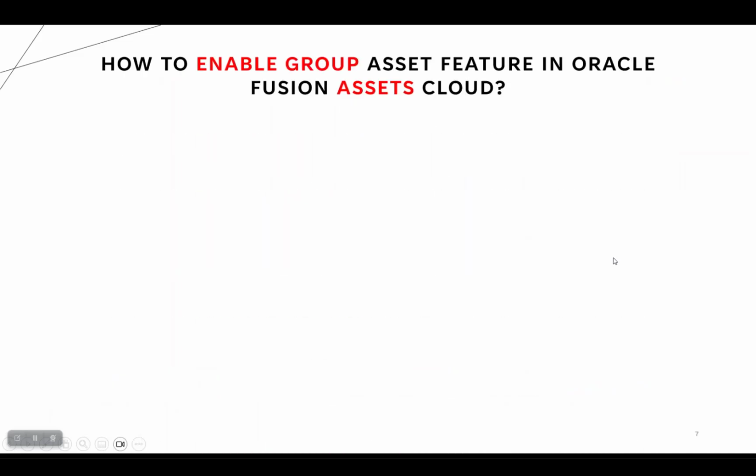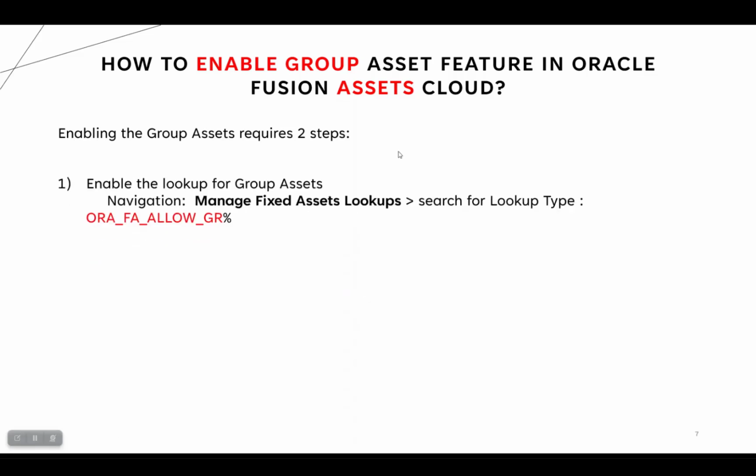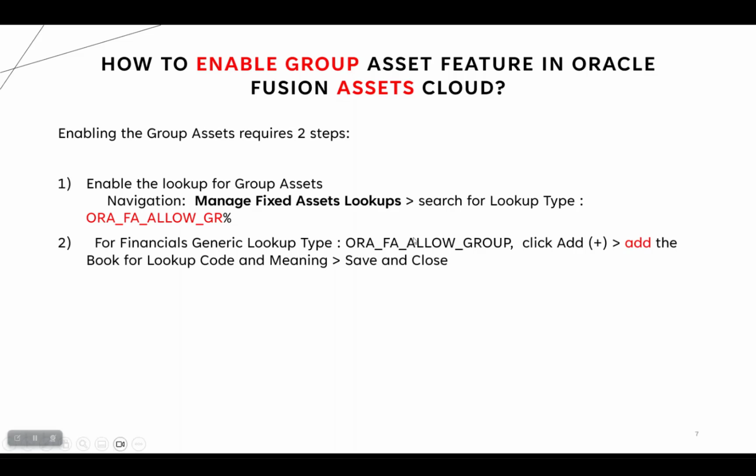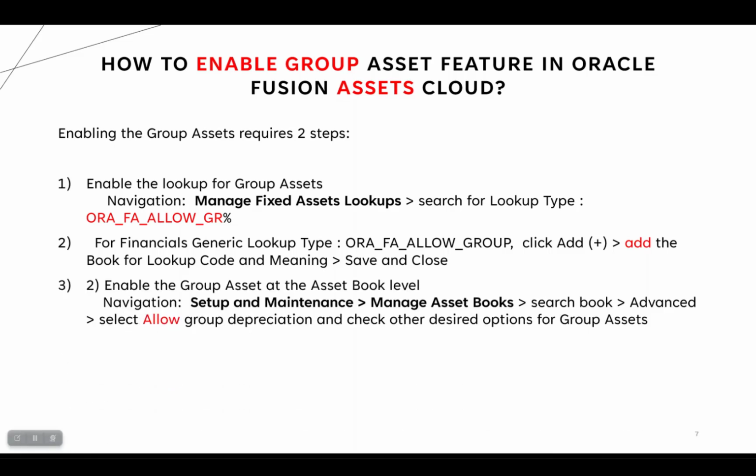What next? How to enable the group assets feature in Oracle Fusion Assets Cloud. I already did one video for asset groups, members, and asset group life cycles. In this case, how to enable it? You have to enable it through this lookup: manage fixed asset lookups, search for the lookup type ORA_FA_ALLOW_GROUP. For the lookup code, click add the book, and for the meaning, put the existing book name, to enable group assets at book level.